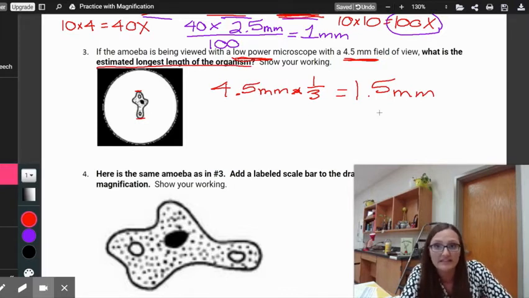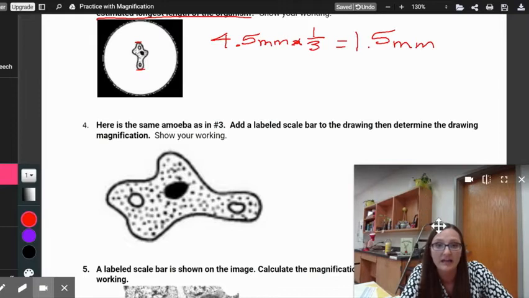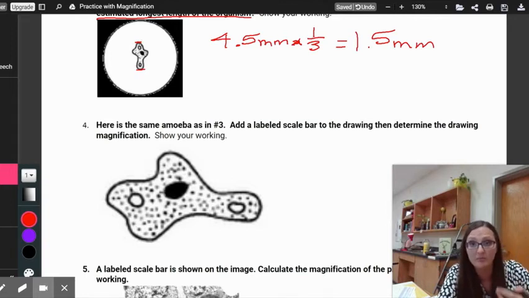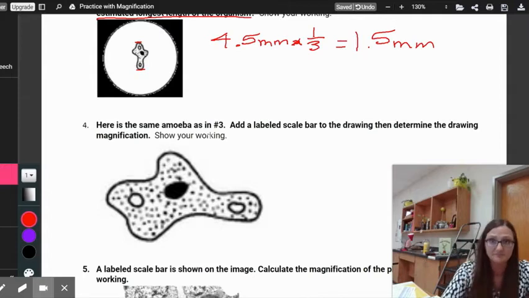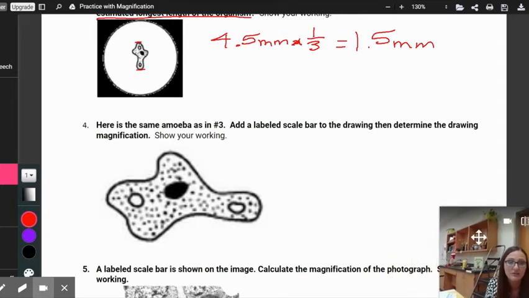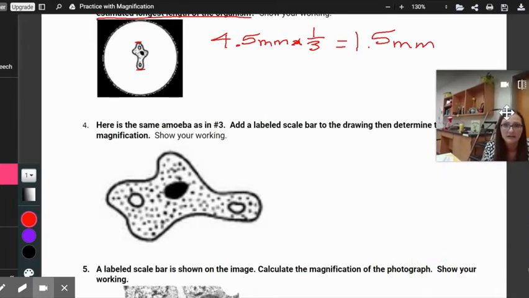So we scroll on down to 4, and what it's telling you is we're going to be working with this exact amoeba again. So it's a 2-part problem. So here is the same amoeba as in number 3. Add a labeled scale bar to the drawing, then determine the drawing's magnification. Okay, let me shrink my face down so you can actually see our space. There I go. All right, so let me get my ruler.